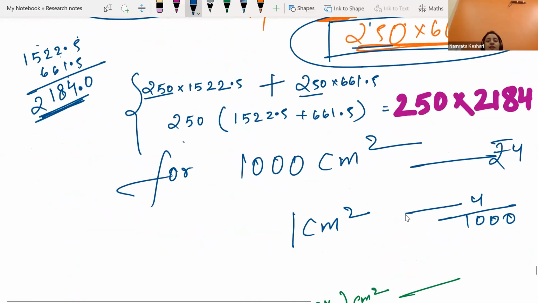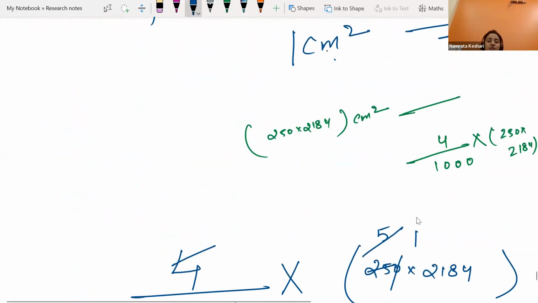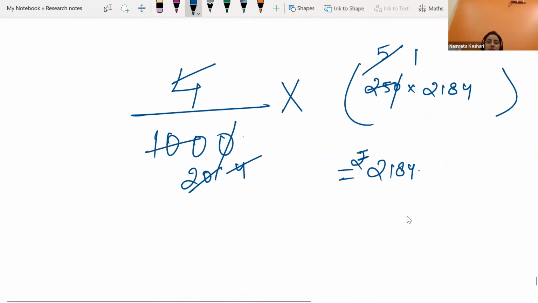Now the price is given that for 1000 centimeter square, the price is rupees 4. It could have been given in the question that for 1 centimeter square the price is rupees 4, but a twist is there. For 1000 centimeter square the price is given as 4. So first we found the price for 1 centimeter square. Then for this much centimeter square, this will be the price, and then we found the final price. Is it crystal clear to all of you? Yes, ma'am. Okay.